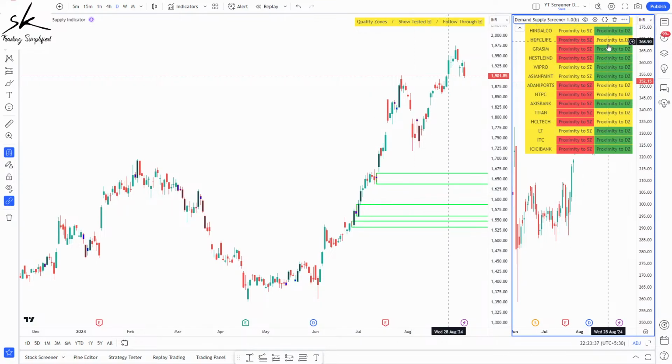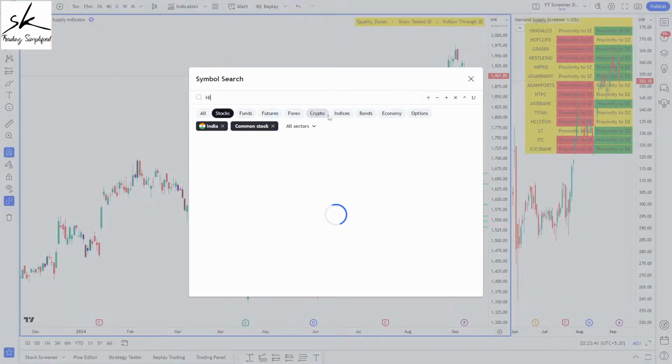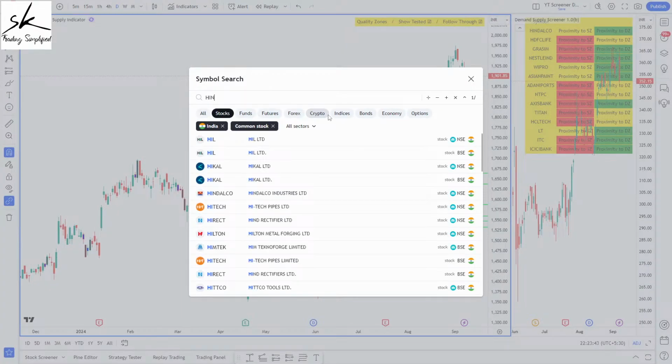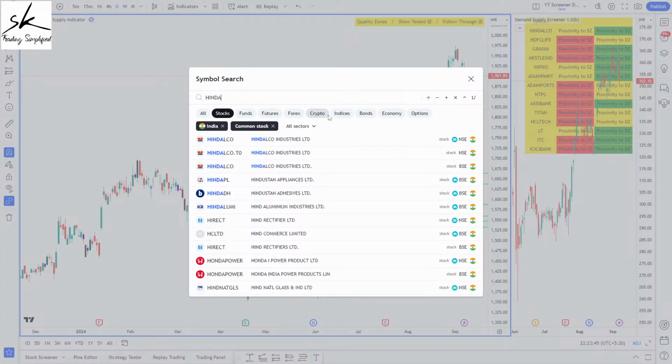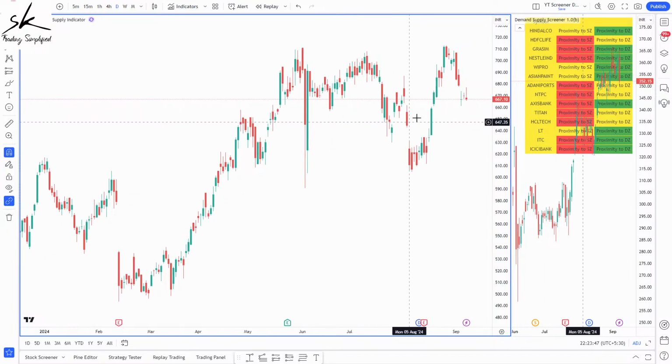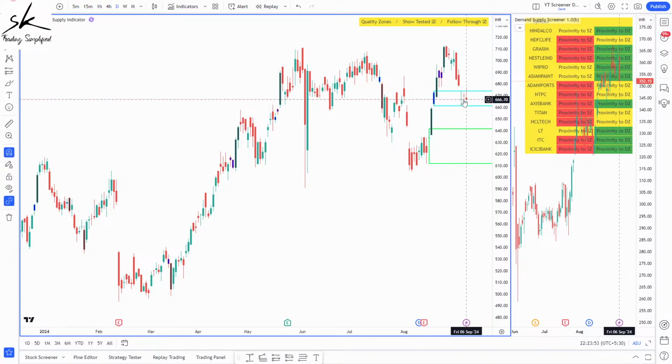So now you can see it has shortlisted quite a few symbols for me. So if I just go to the very first one, Hindalco, HINDAL, you will see that on Hindalco, currently we are trading inside of a demand area, and that is why it got shortlisted for us. You can see we have a demand zone, and we are trading inside of it.